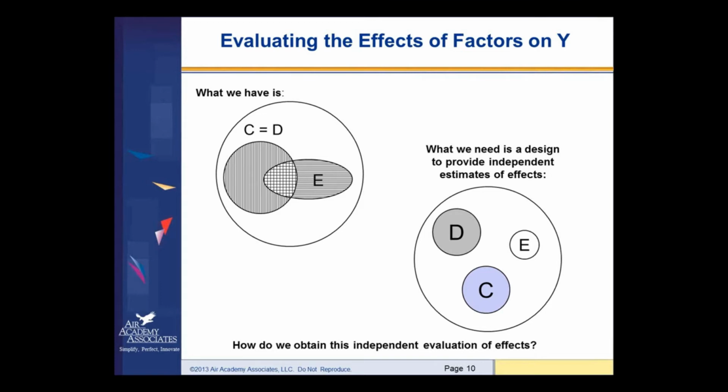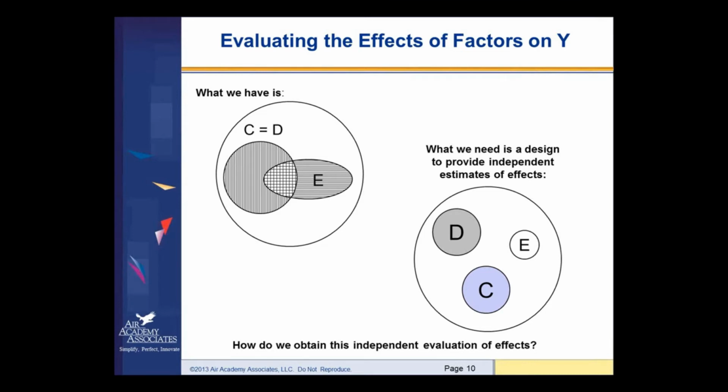Making matters even worse, E is partially correlated with C and D. So the cross-haired area, we can't tell how much of that area is really coming from C, how much of it is coming from D, and how much of it is coming from E. What we really want is the Venn diagram shown in the lower right, or the rightmost side of your page.